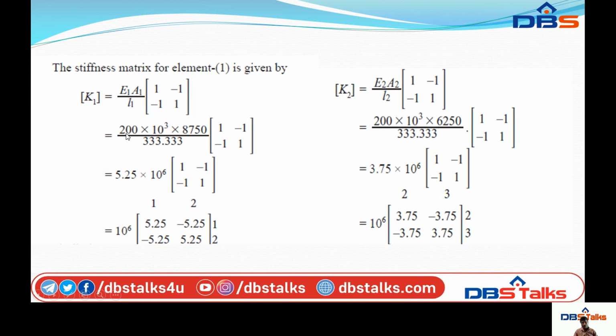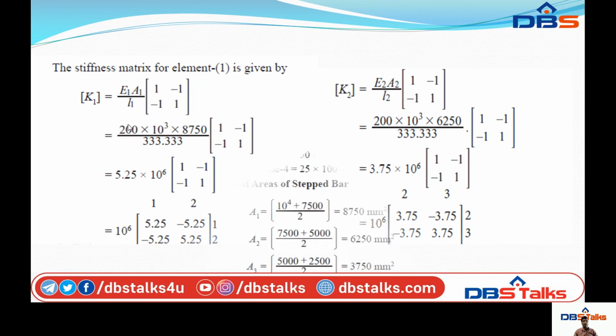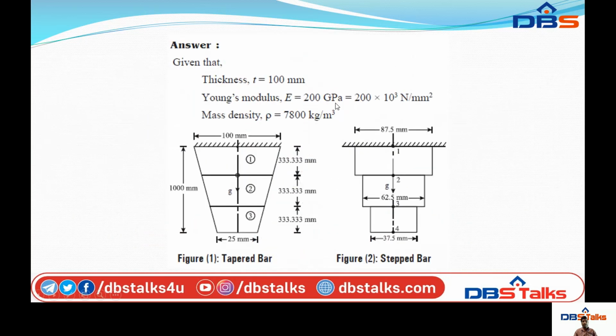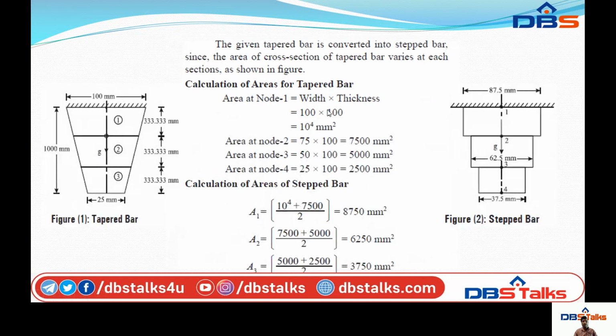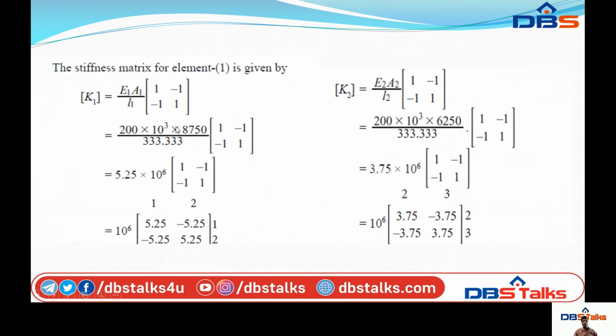Young's modulus is already given in the problem as 200 gigapascal. Then 200 into 10 cube. The stiffness matrix for element 1, K1, equals A1 E1 divided by L1 times [1 -1; -1 1]. The Young's modulus is 200 gigapascal, and I am converting it into Newton per mm square.